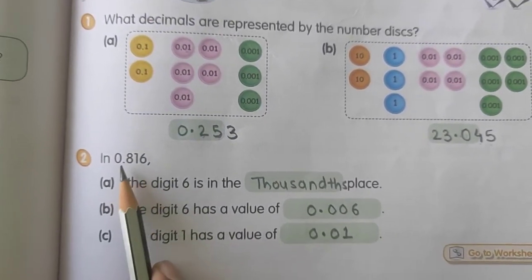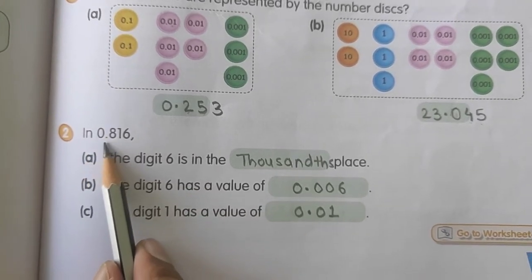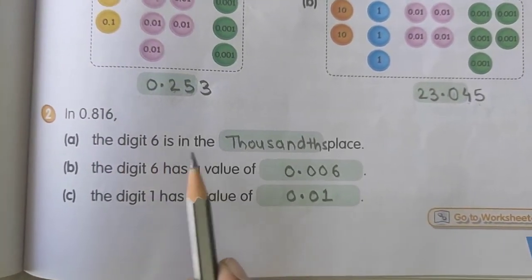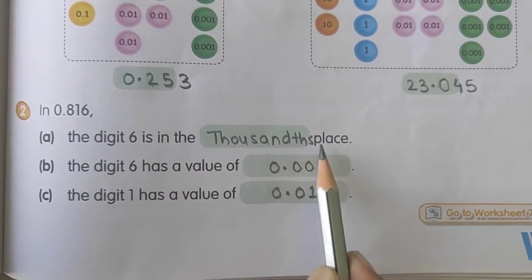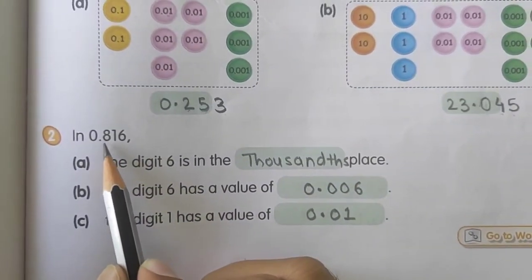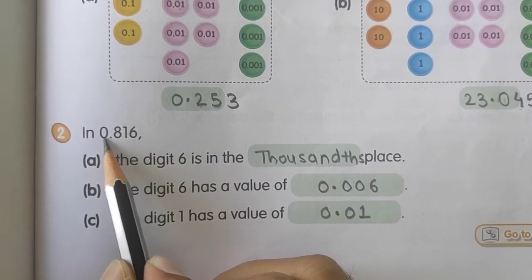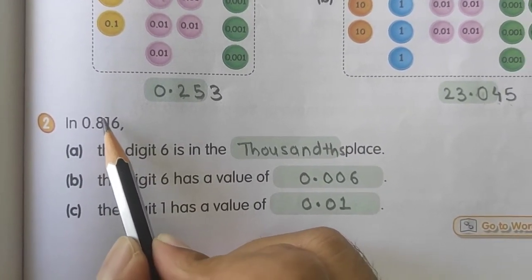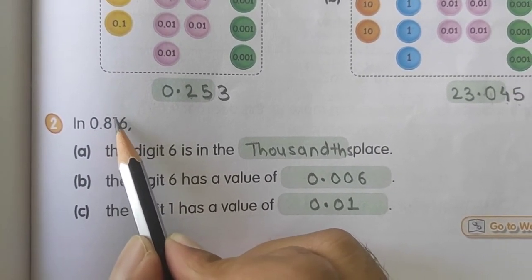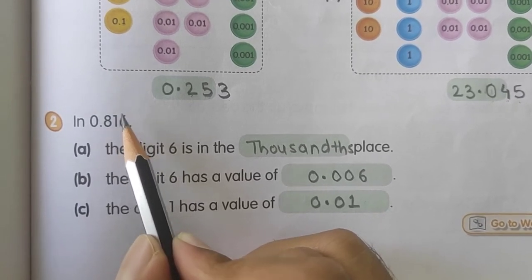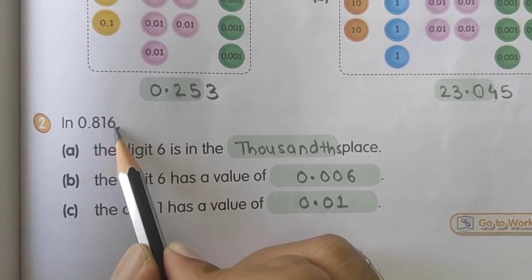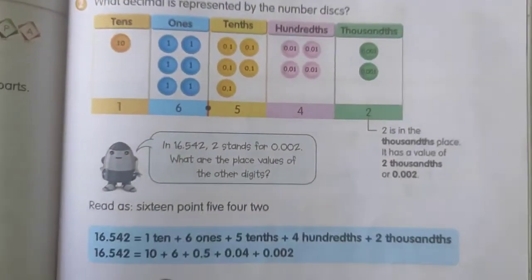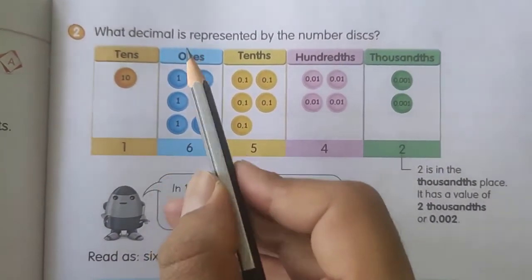Okay, now consider the next example. What is given here? See, in 0.816, the place of this 6 is asked. We know how to get it. See, this is the ones place. But when we move toward the right hand side, what happens? Tenths, hundredths, and this is thousandths. See, here it is given. If you want to know how to solve this, you can use this example.